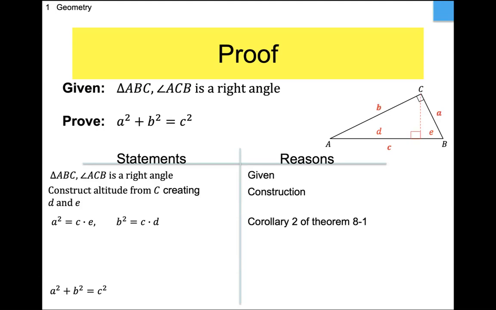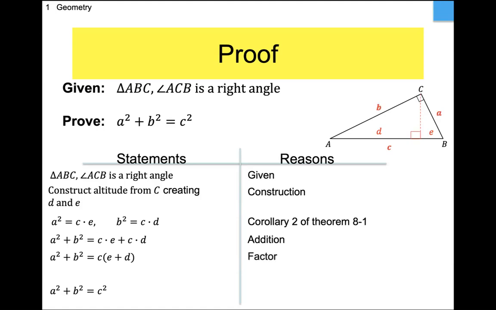So I could add these two equations together. If I add these two equations together, I would get a squared plus b squared is equal to c times e plus c times d. Yay, I just added. Now notice on the right side of that equation, both terms have a c in there. So I'm going to factor out a c. In other words, by division, I'm going to pull out a c. So if I pull out a c, I'm left with e plus d, right? It's just factoring.